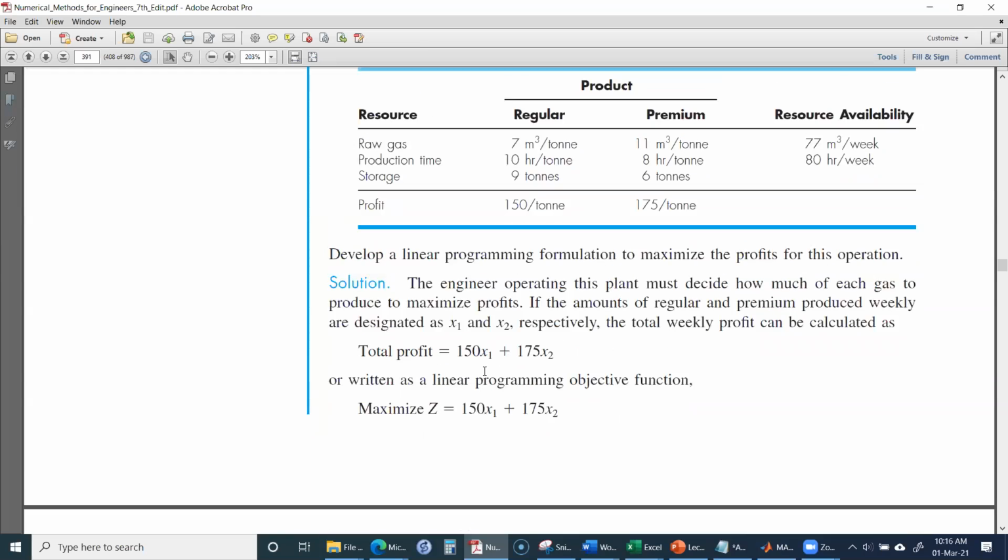So what are those constraints? In this case, the constraints will be this row, first constraint, second constraint, and then the other constraints like 9 and 6. For the first constraint, it will be 7 cubic meter per ton. We are producing x1 ton and x2 ton, so everything is per ton. This is the resource availability: 7 times x1 plus 11 times x2 should not be greater than 77. So this will be the first constraint.